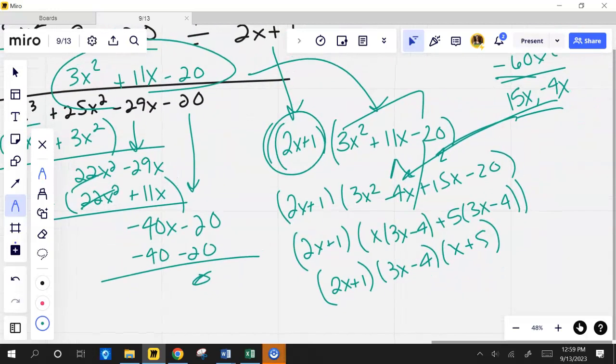So what are the zeros? Negative 1/2, negative 5, and 4/3. What else? Anything?